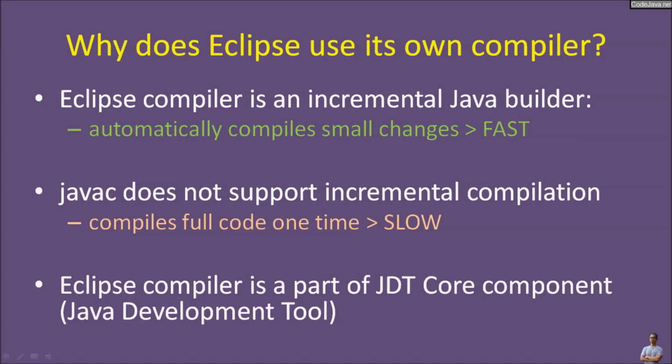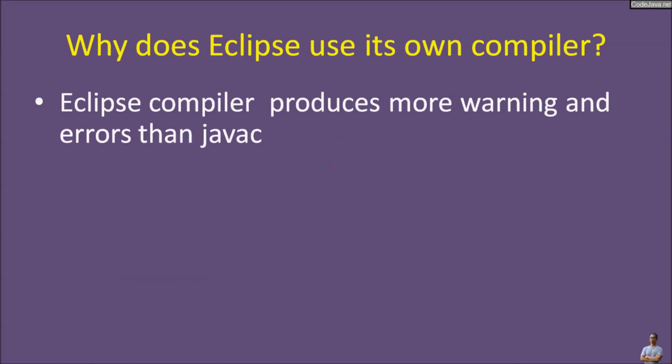And you know, the Eclipse Java compiler is a part of the JDT core component, Java Development Tools. So the first and foremost important reason that Eclipse uses its own Java compiler is that the Eclipse compiler is an incremental Java builder, so it can provide fast feedback to programmers and increase programmers' productivity. In addition, the Eclipse Java compiler produces more warnings and errors than javac, which is more useful in development.